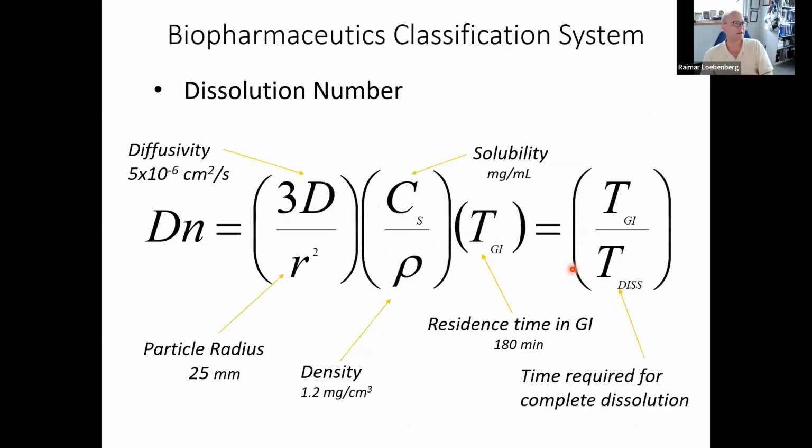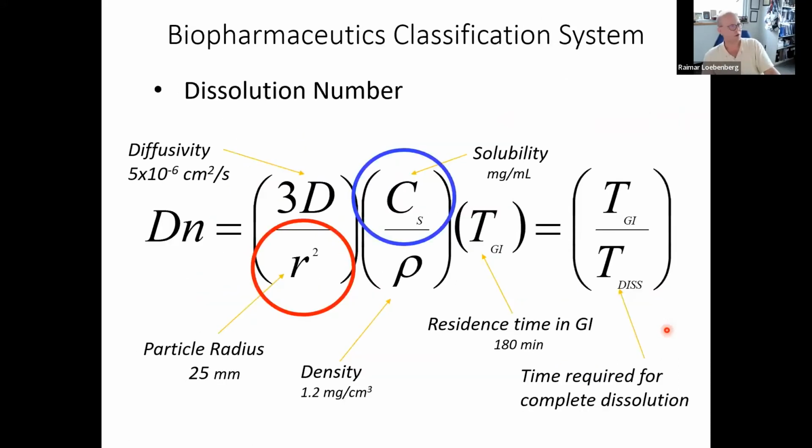Next slide. Besides the dose number, there's a dissolution number. Here the radius and again the solubility are major factors. Of course, density and diffusivity also go into it, and gastric transit time. However, the major parameters are probably radius and the solubility of a drug.